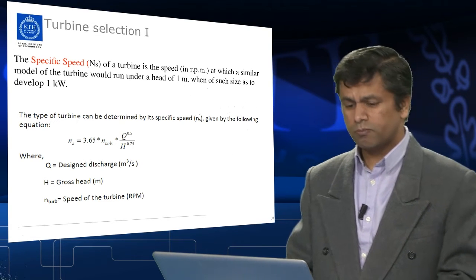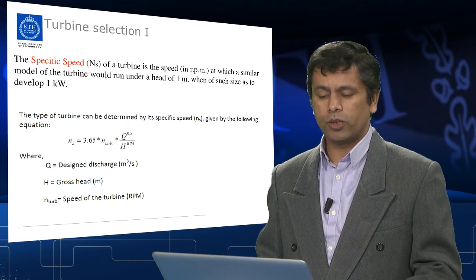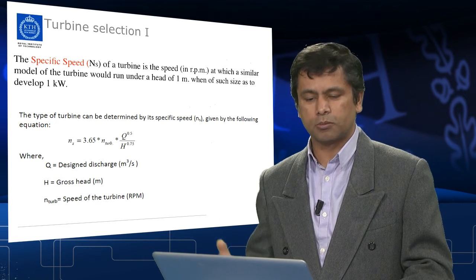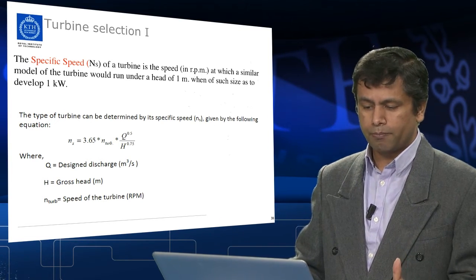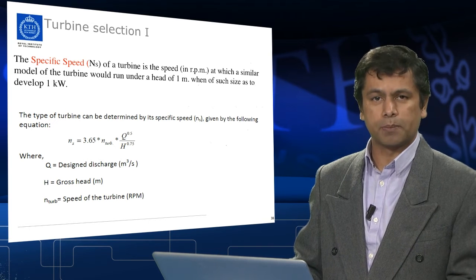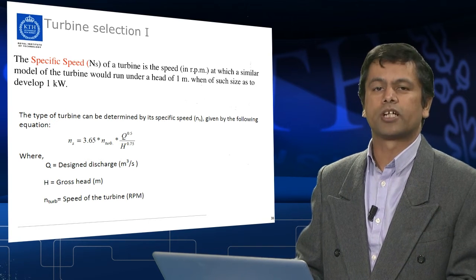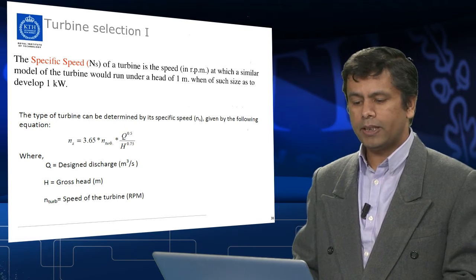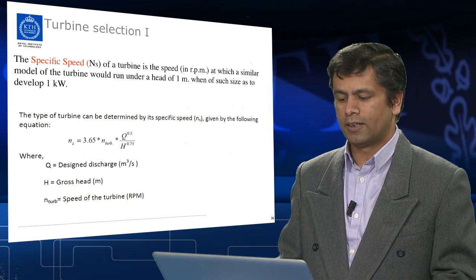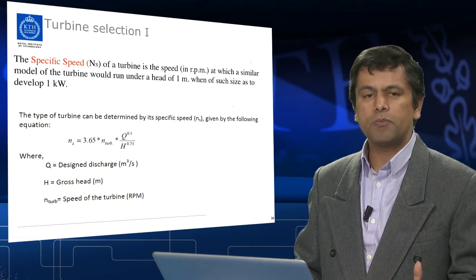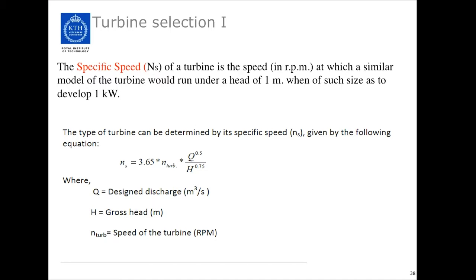but for the small scale range, and the cross flow turbine is used in micro hydro for that range. But specifically, when you want to design and select a turbine, there is a specific terminology called specific speed, and that determines which turbine to select. The specific speed of a turbine is the speed at which a similar model of turbine runs at a 1 meter head, and when such a size develops 1 kilowatt, that speed is called specific speed.